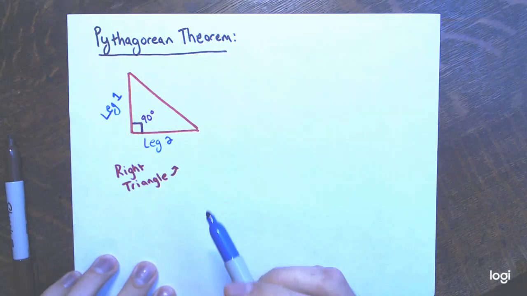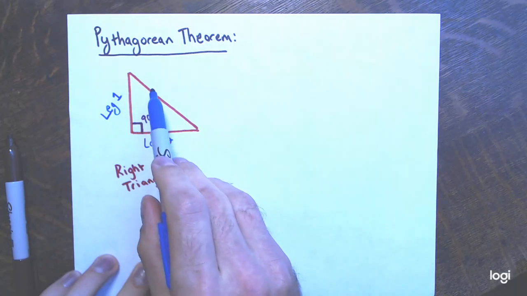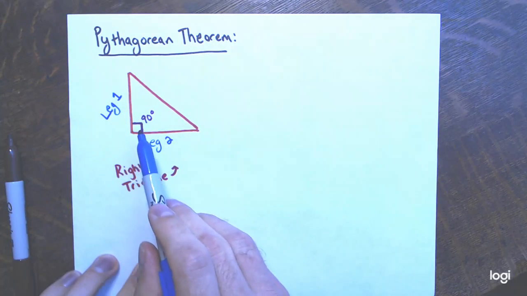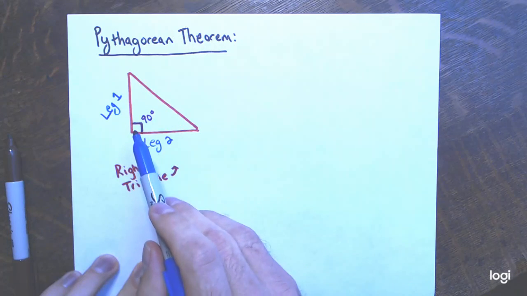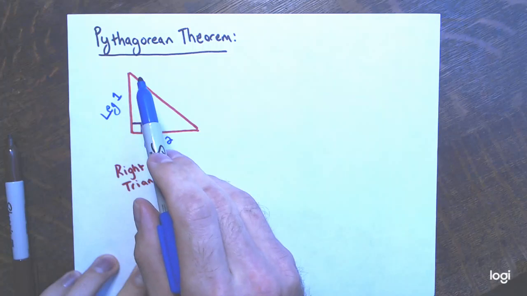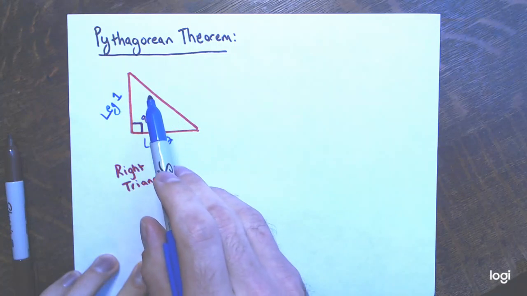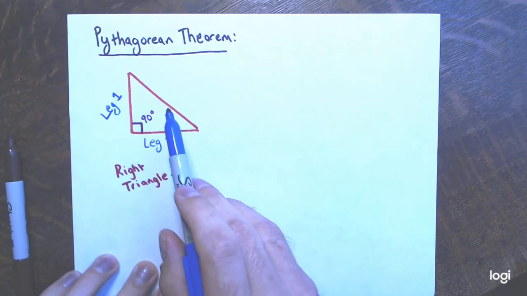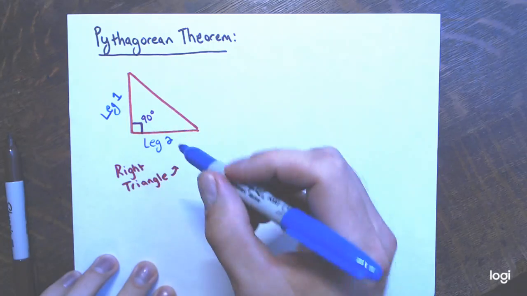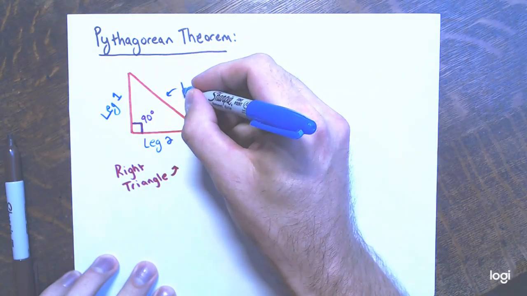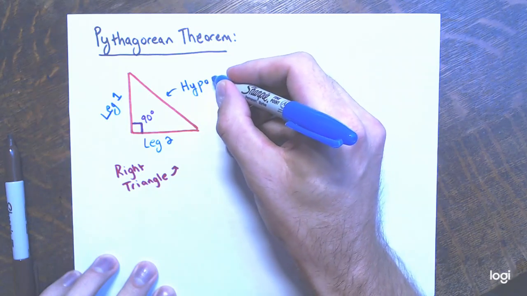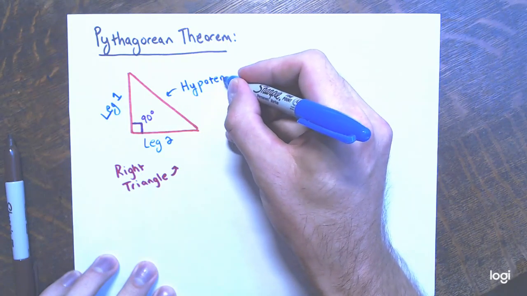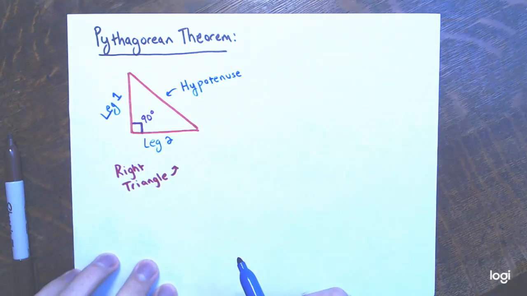Right. And then this other side that doesn't form the 90-degree angle, the side that's opposite the 90-degree angle, also the longest side of the triangle because it's opposite the largest angle, is called the hypotenuse in a right triangle. The side opposite the 90-degree angle, hypotenuse.